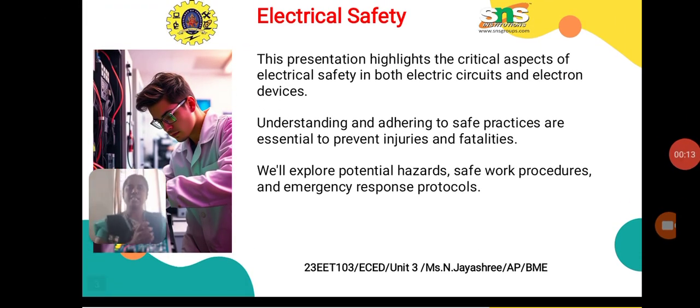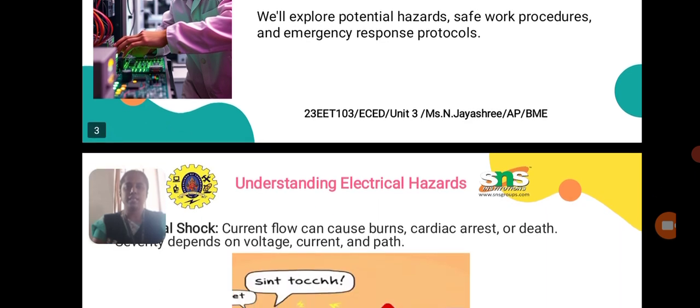This presentation highlights the critical aspects of electrical safety in both electric circuits and electron devices. Understanding and adhering to safe practices are essential to prevent injuries and fatalities. We explore all potential hazards, safe work procedures and emergency response protocols. So this is electrical safety.